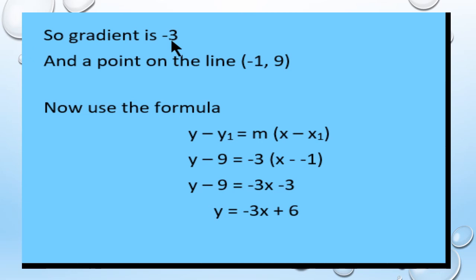We have found the gradient to be negative 3 and the point given is negative 1, 9. So using the formula y minus y1 is equal to m into x minus x1 and substituting the value of m as negative 3, x1 as negative 1 given in the question, and y1 as 9. And you can see here we have two negative signs, so this will become positive. So when we expand this bracket by distributing negative 3 inside, we'll get negative 3x, and negative 3 multiplied with this positive 1 will give us negative 3. Shifting this negative 9 to the right side, we get the equation of the parallel line as y is equal to negative 3x plus 6.